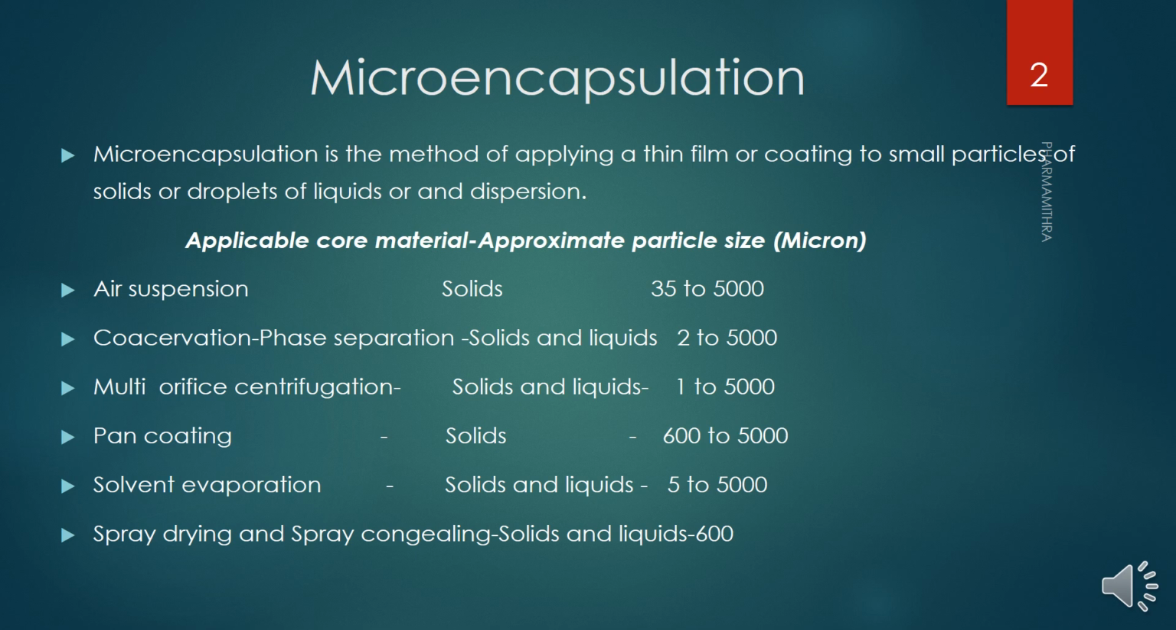The multi-orifice centrifugation has a size range from 1 to 5000 micron, whereas in coacervation it is 2 to 5000, in solvent evaporation 5 to 5000, and in between, spray drying and congealing have a size of 600 microns. Except spray drying, the other size ranges end at 5000 micron, which is the largest range. Telling about the air suspension method, it is 35 to 5000, whereas for pan coating, it is 600 to 5000 micron, the approximate particle size of the produced microcapsule.